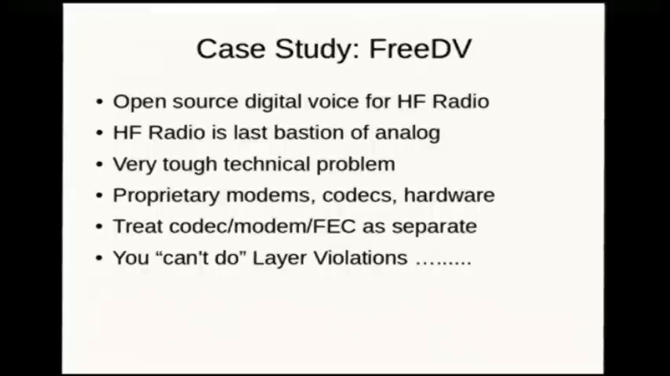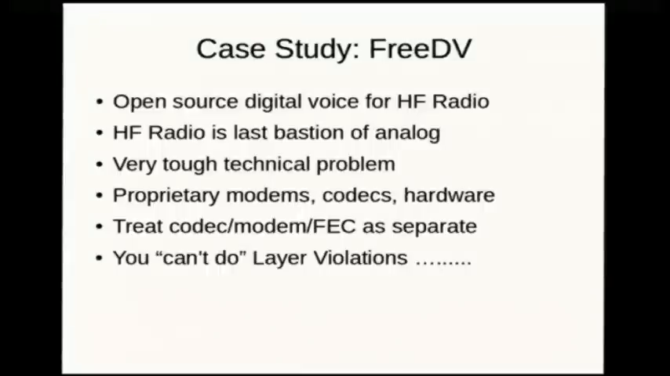Another case study was FreeDV. That's my current area of work, which is open source digital voice for high frequency radio. Now, high frequency radio is the last area where analog actually outperforms digital, and there is no real incumbent digital standard. It's a really tough technical problem due to the nature of the HF radio channel.